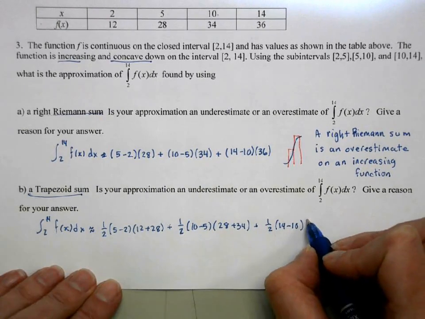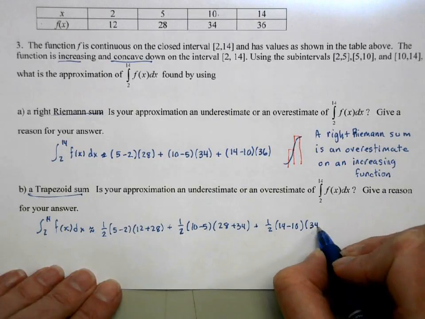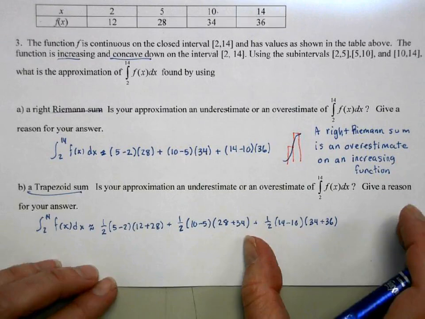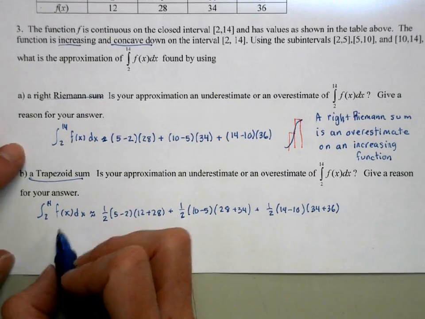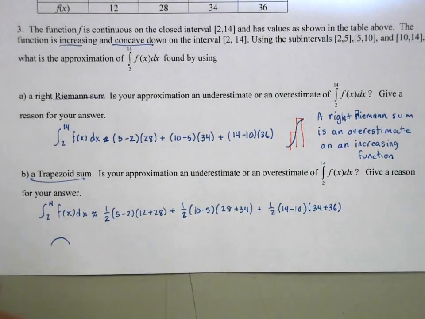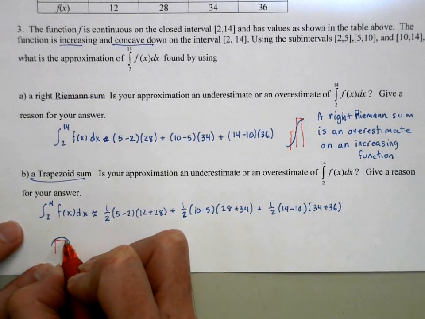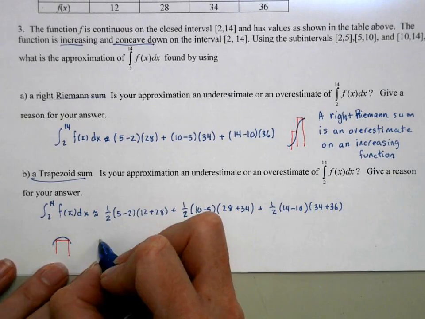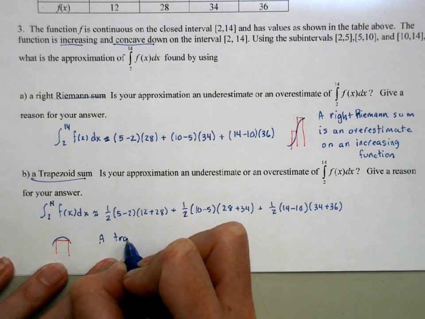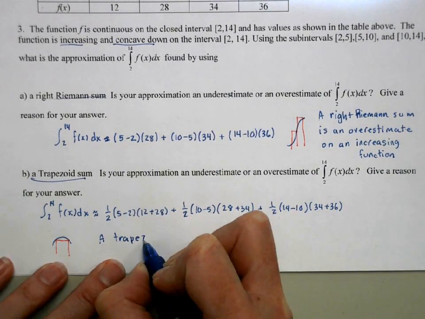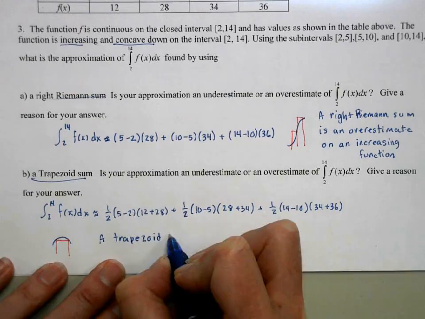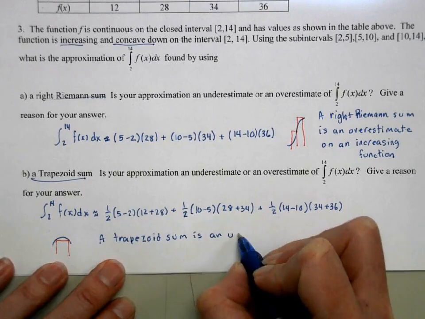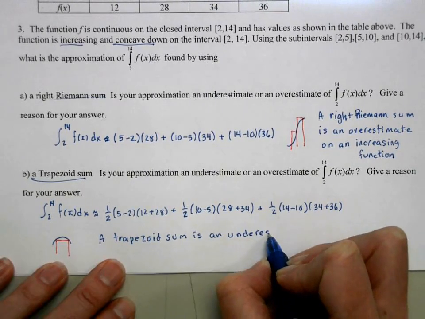Okay, for this one, our graph is concave down. So if I'm doing a trapezoid rule, okay, we're leaving space unaccounted for. So a trapezoid rule, or trapezoid sum, either way, is an underestimate when the graph is concave down.